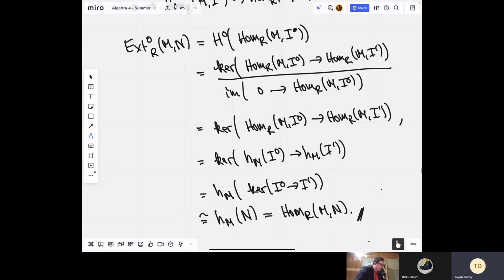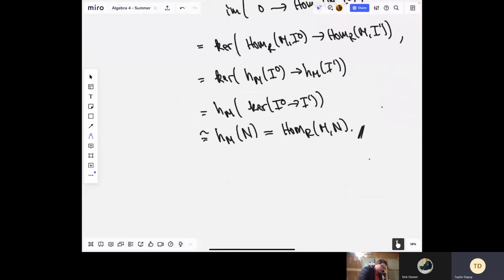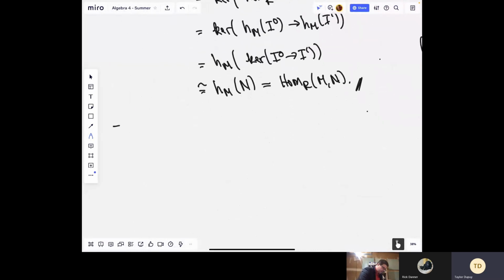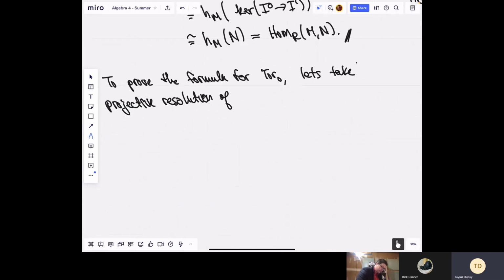Okay, so for the other one, it's going to be very similar. So let's do part 2, to prove the formula. For the second part, for Tor 0, let's take a projective resolution. We can take either M or N. Let's do N again, I guess.